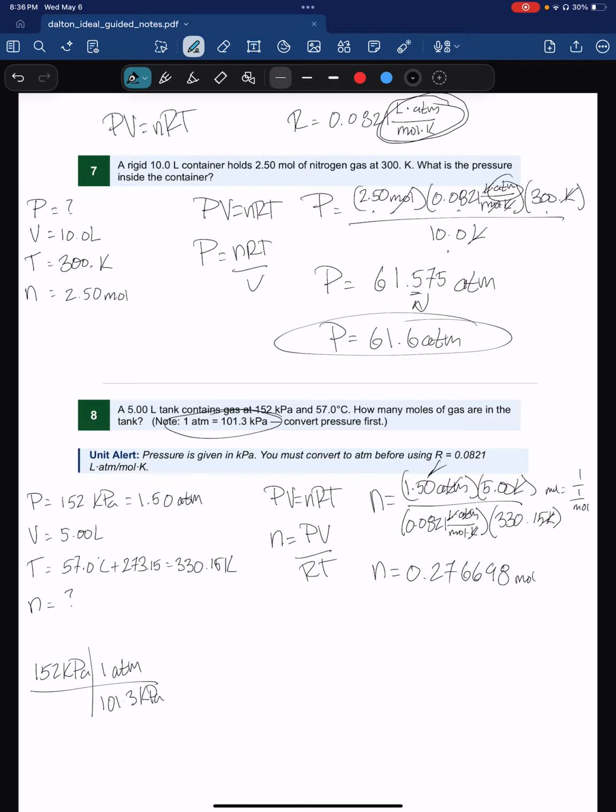3 sig figs here, 3 sig figs here, 3 sig figs here. We actually have 4 here if you follow the math that we did earlier. We've got 4 sig figs here, and so we need 3 in our answer. 1, 2, 3, and so N is equal to 0.277 moles of gas. Perfect. I'm just going to double check that I got that right. Yep. Awesome.